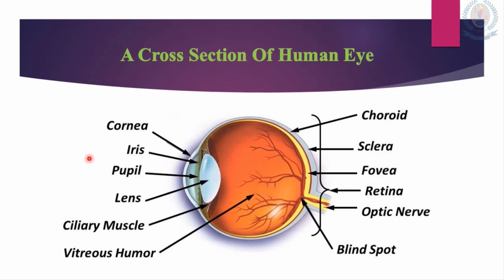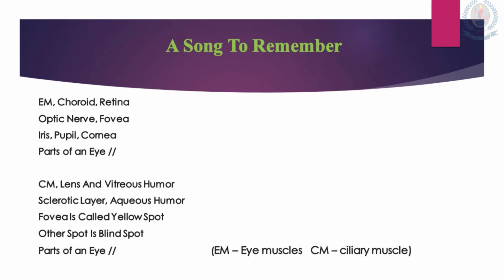How can you remember these words to name a cross-section of an eye? Is that easy? Yes, of course, that is easy. But how? Here you have a song to remember the parts of an eye. That is like a nursery rhyme. While you are singing the song, your brain will automatically remember the parts of an eye. Let's sing the song.